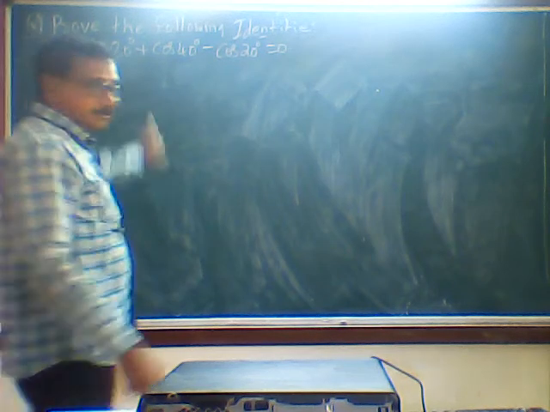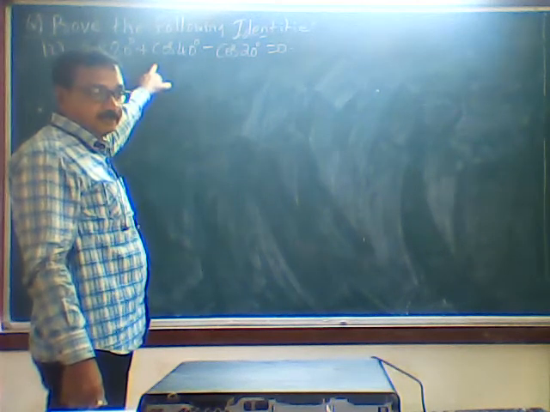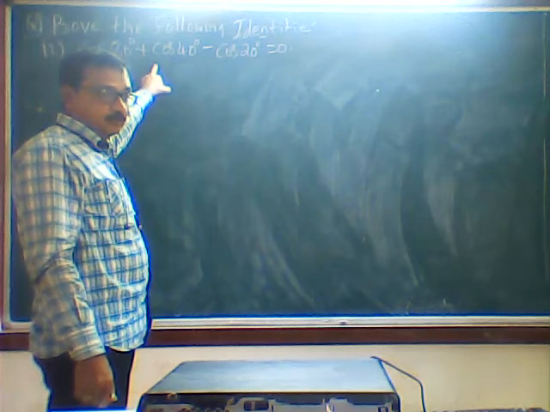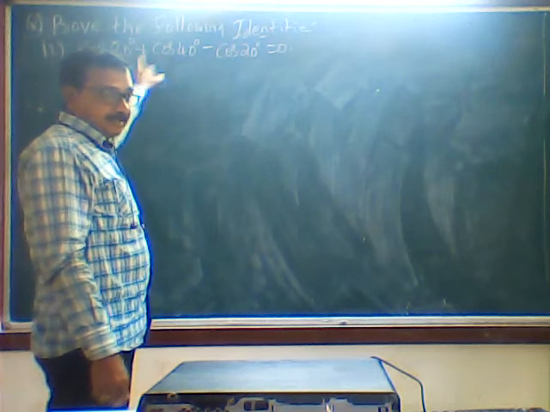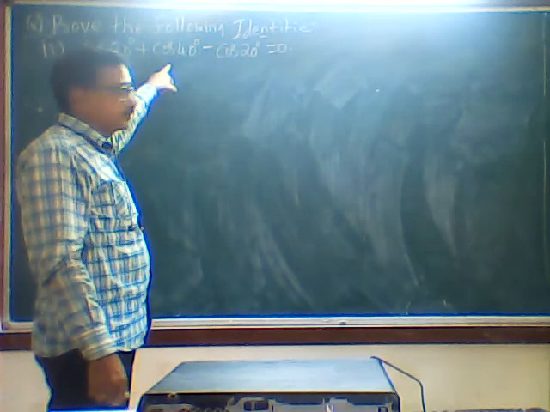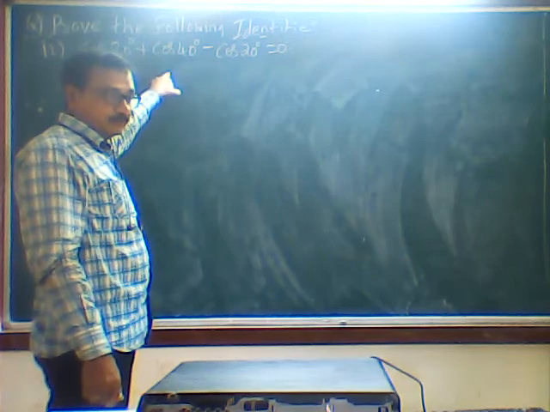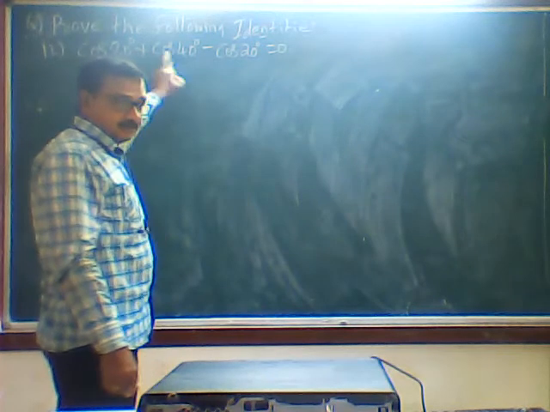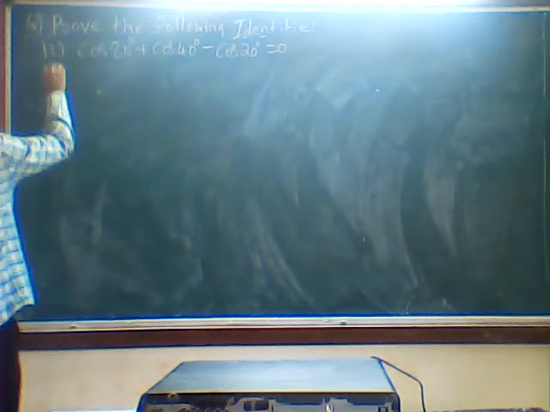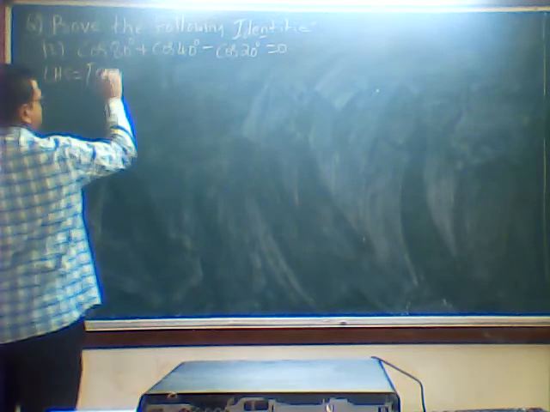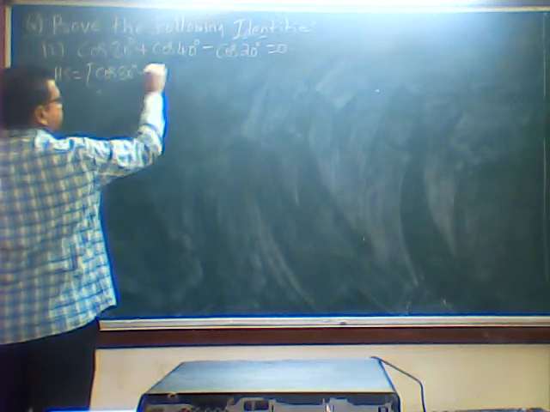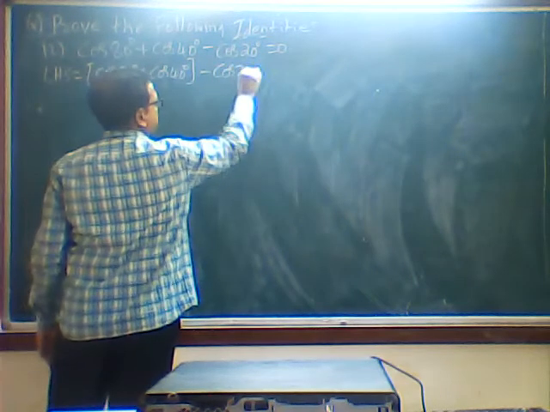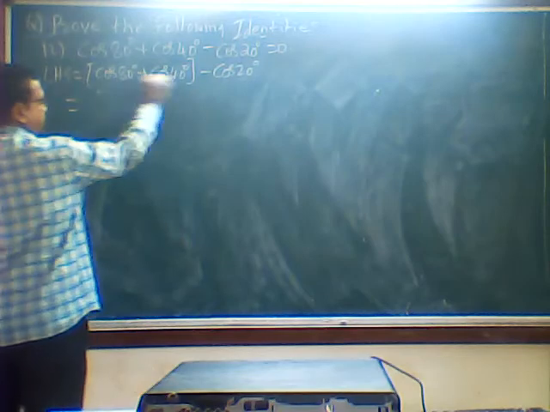If I take this C and D, 80 and 40, what happens? C plus D, that is 80 plus 40 is 120, divided by 2, we get 60 degree, and 80 minus 40 is 40, 40 divided by 2 is cos 20. Okay, cos 20 is here, so I will go with this. This is my C, this is my D. Let's write it again in square bracket: cos 80 degree plus cos 40 degree minus cos 20 degree. Cos C plus cos D.